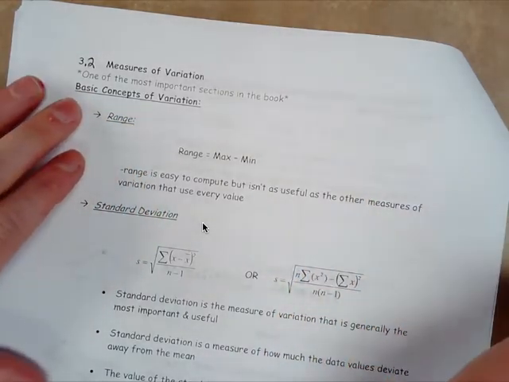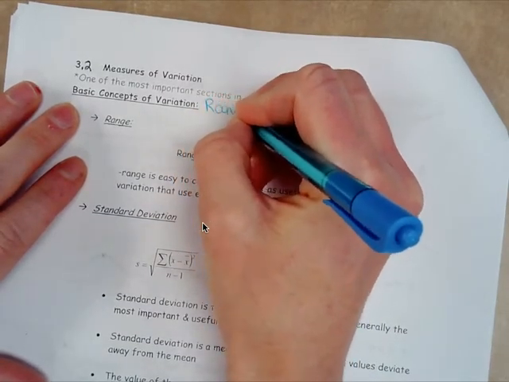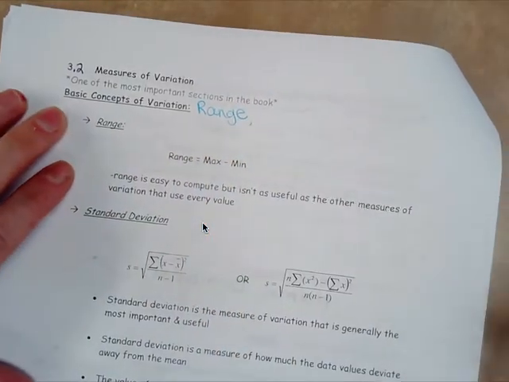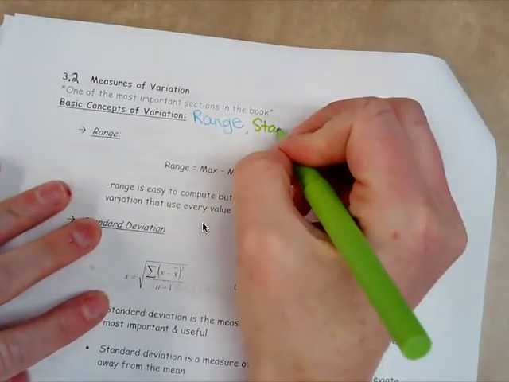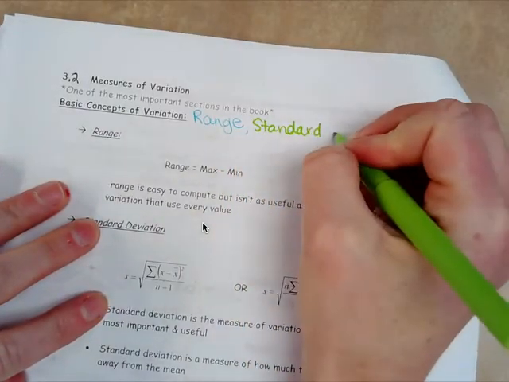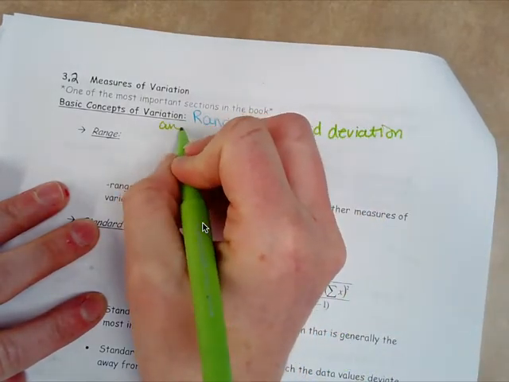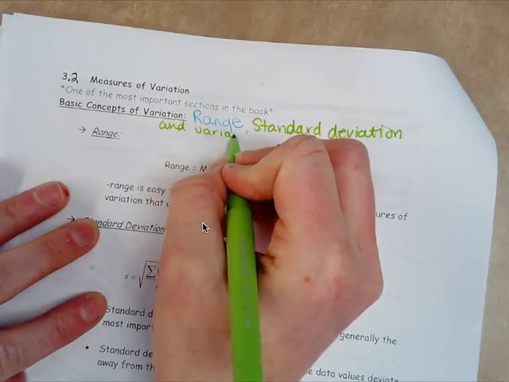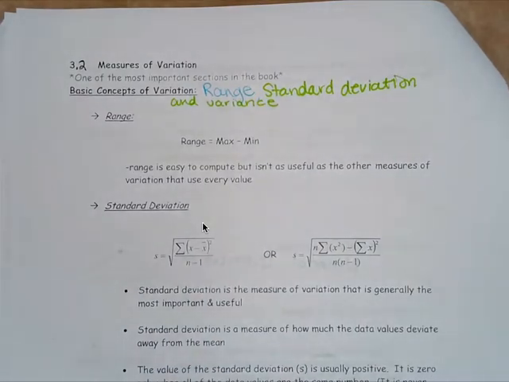So the basic concept of variation, well, we are going to look at three different kinds of variation. Range is the first one, which we've learned about before. Standard deviation. And variance. So these are ways to represent the variation. The word vary means differences. So we're looking at the differences within the data.